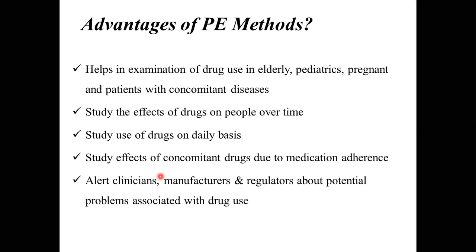The information on adverse consequences helps to alert clinicians, manufacturers, as well as regulators about the potential problems associated with drug use. This is very important. How is it going to be useful for the clinician? If you alert the physician that this drug is going to produce this effect, the clinician will be careful enough to prescribe the medicine next time, number one. Second thing is that if he encounters the adverse consequences, he knows how to manage them.